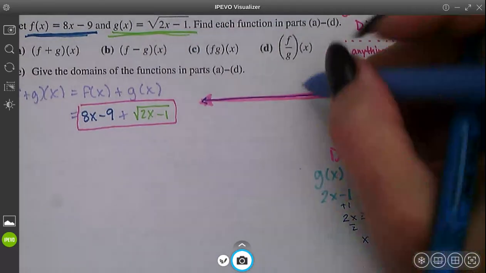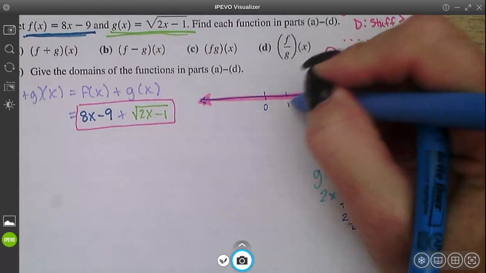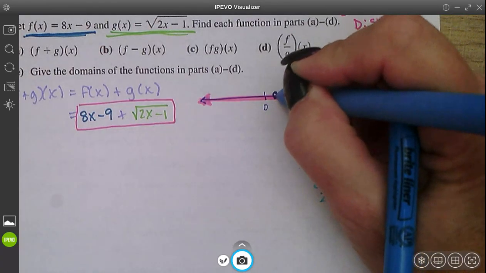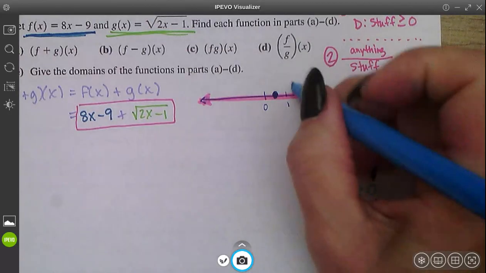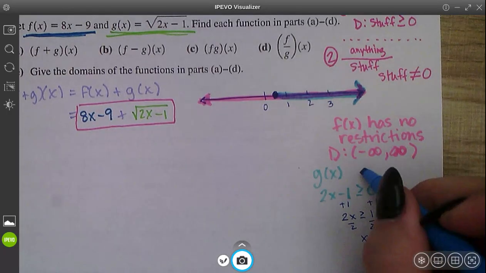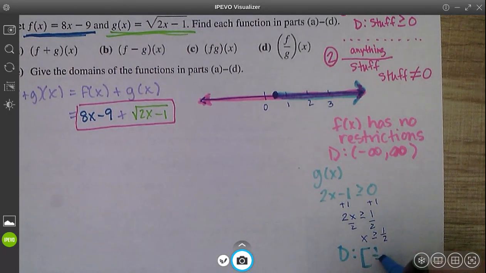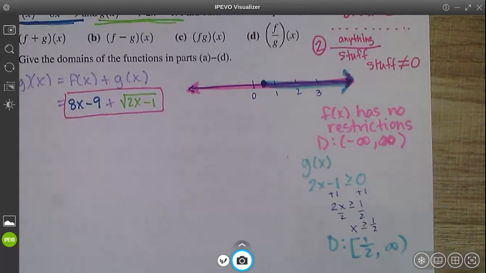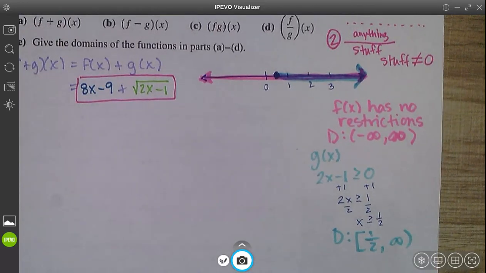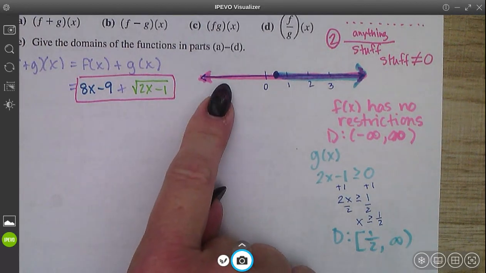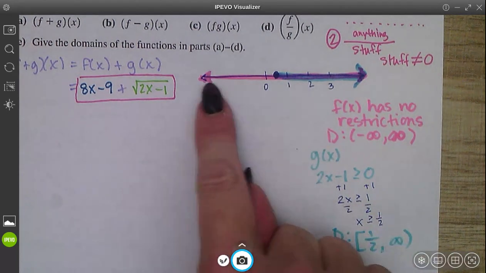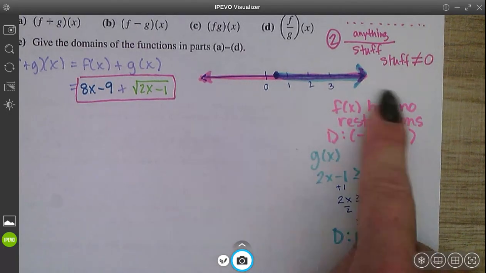So on my number line, if I find 0 and I put a closed circle on 1/2 and shade to the right, that's the domain for g of x. It goes from 1/2 with a bracket to infinity. So the domain for adding these functions together is going to be where those 2 overlap. So the f of x is in pink, g of x is in blue. The overlap will be purple. So we can see that the overlap goes from 1/2 to infinity.